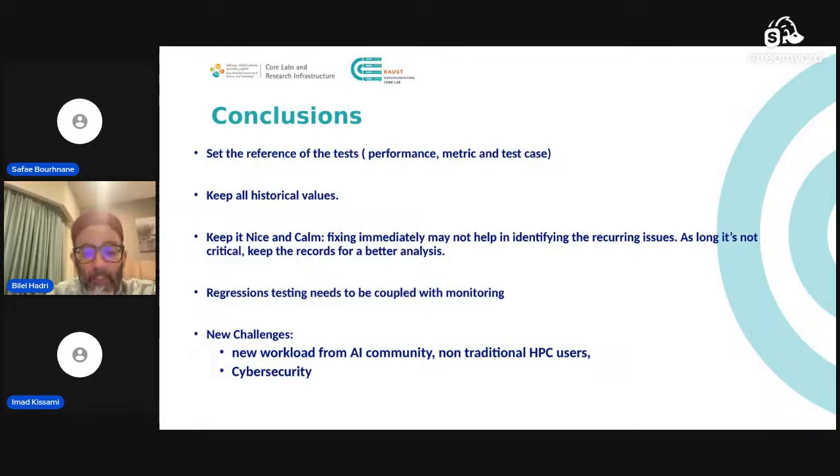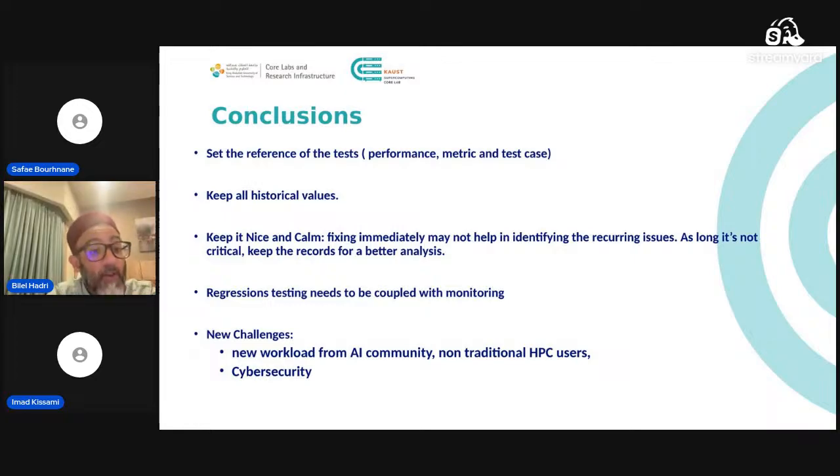Okay. So in conclusion, set the reference, as I said: performance, the metric, and the test case. Keep all your historical values. And sometimes, as I said, keep it nice and calm. Fixing immediately will not identify the root cause. So as long as it is not critical, you may keep the report for better analysis, as I shared with you when we fixed the AMD node.